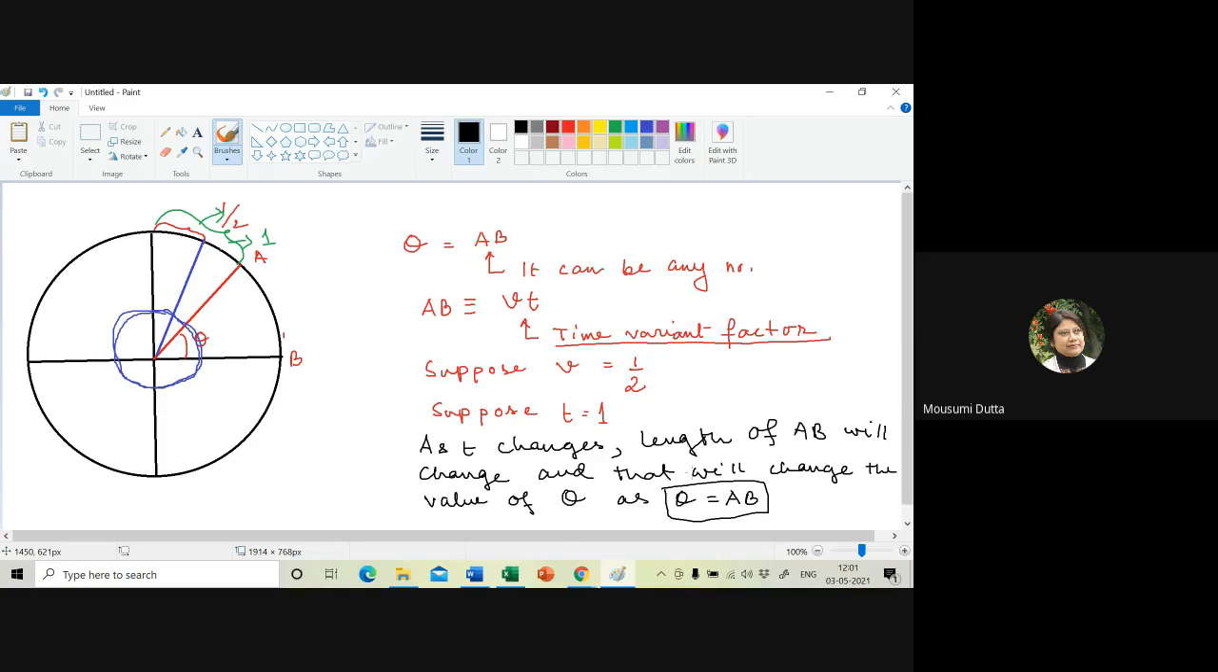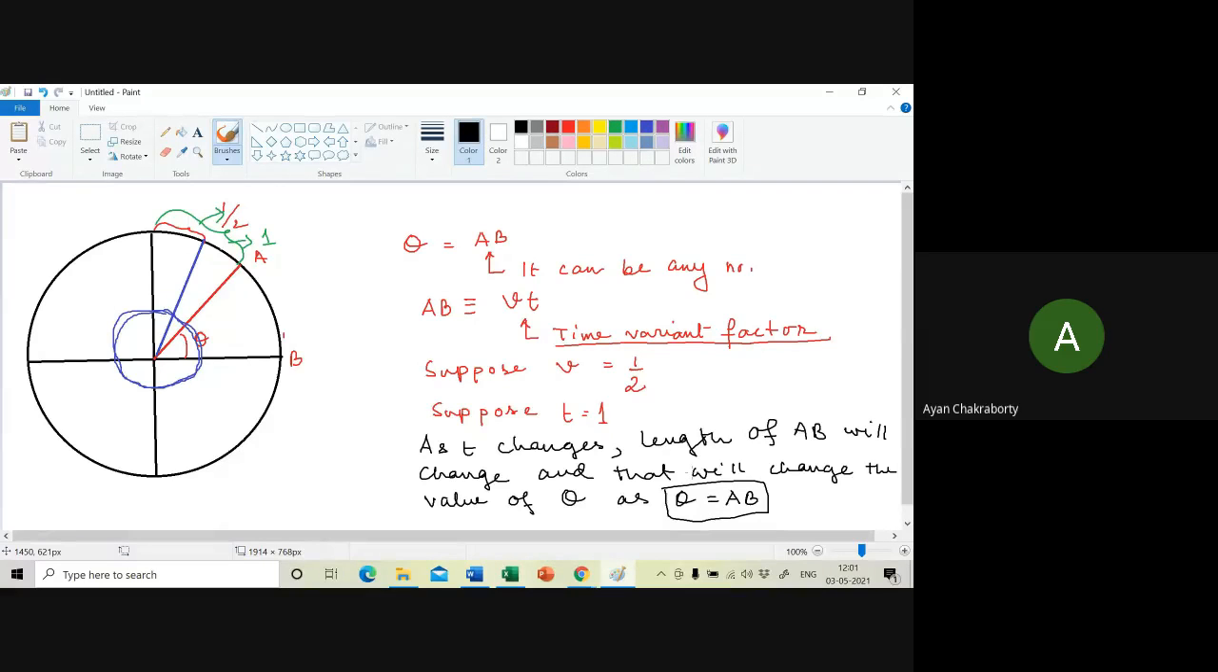So check whether you are understanding this matter, or I need to repeat anything. Is it now understandable to everyone? As we are moving clockwise along the circumference, the arc size is changing, and that itself is changing the value of theta. Is it understandable? Yes, ma'am.